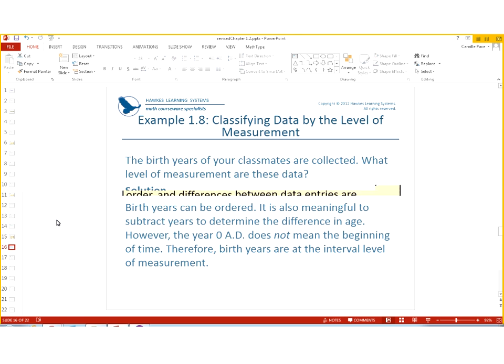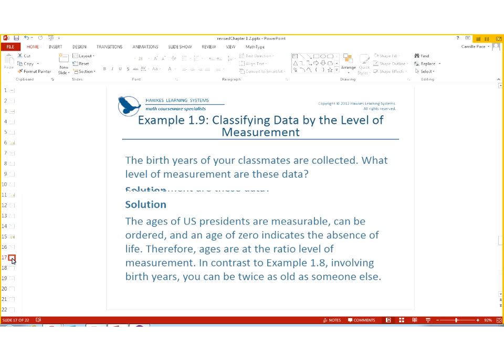Birth years of your classmates are collected. What level of measurement are these? Okay, birth years are ordered, and you can subtract years to determine the difference in age. However, the year 0 AD does not mean the beginning of time. Thus, birth years are interval level of measurement.